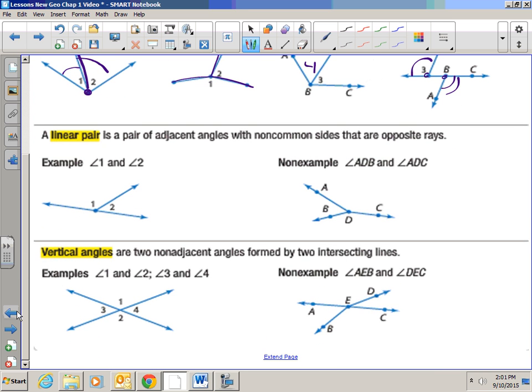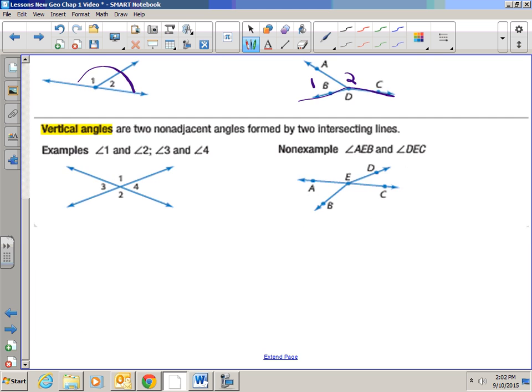A linear pair is a special case of adjacent angles. Linear pairs are adjacent angles that make up a straight line. So angles 1 and 2 are adjacent, and they are linear pairs because they make up a straight line. This angle right here, 1 and 2, they are adjacent angles, but they're not a linear pair because these two angles do not make up a straight line.